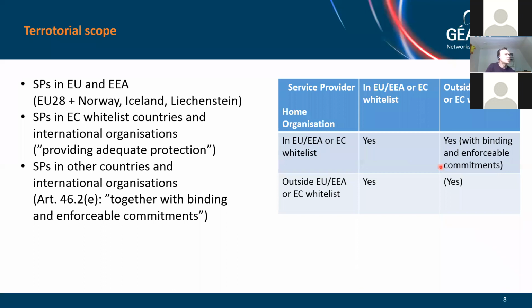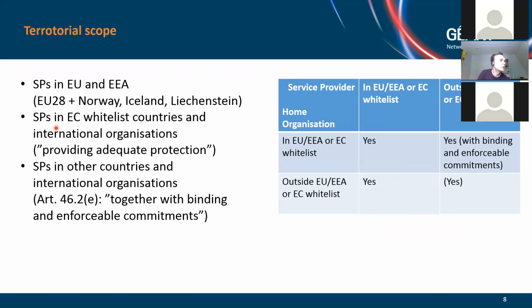So at first, the territorial scope of the Code of Conduct. The service providers are the data controllers committing to the Code of Conduct, and the COCO is directly applicable to the service providers in EU countries, plus other European Economic Area countries, which means Norway, Iceland, and Liechtenstein. And also those service providers in countries that belong to the whitelist that European Commission manages for countries providing adequate data protection. I think there are countries like Switzerland and Argentina there.